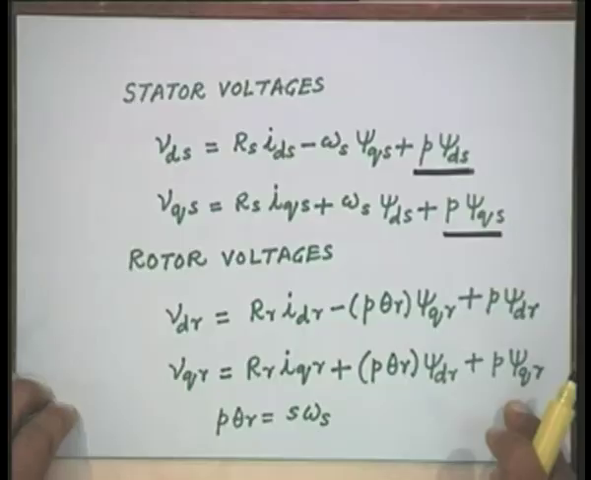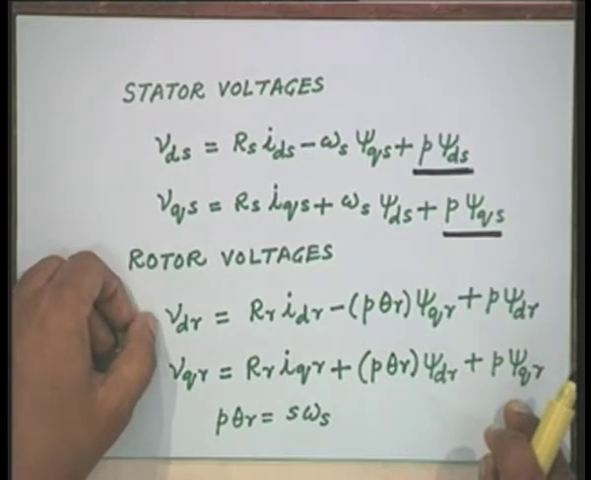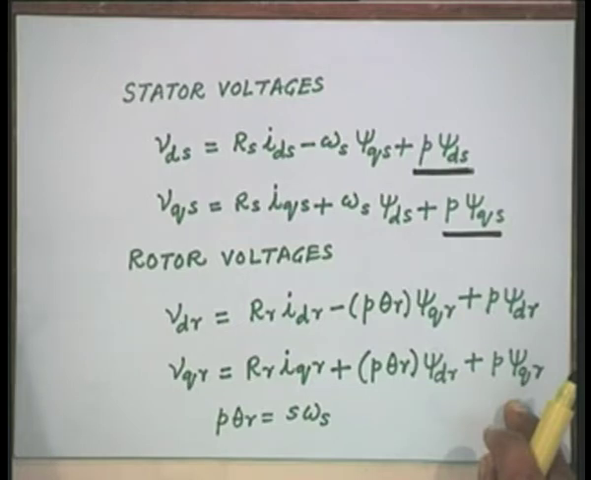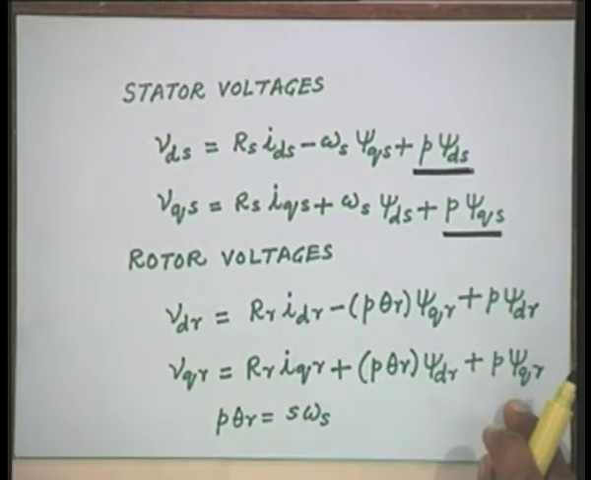However, the transformer voltage in the rotor circuit will not be ignored. As far as the rotor circuit is concerned, the rotor is a closed circuit, therefore the D and Q axis voltages in the rotor circuit are 0. That is, VDR and VQR are set equal to 0. These are simple equations which can be easily derived, and they are available in the standard literature.